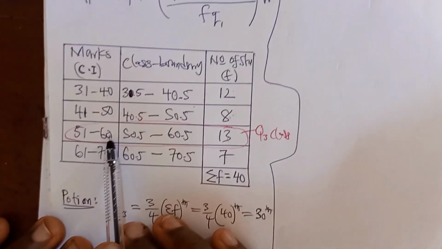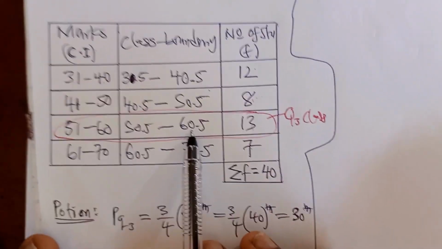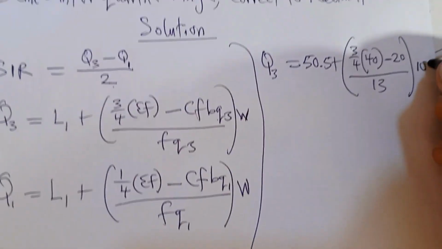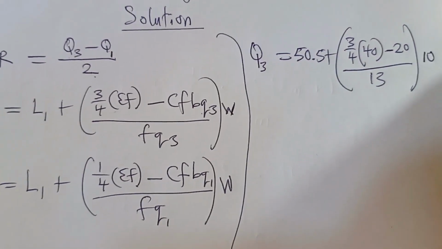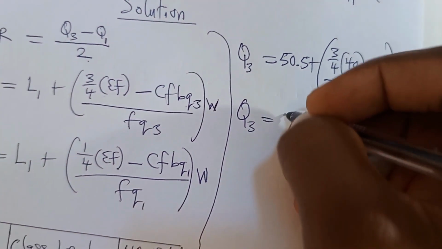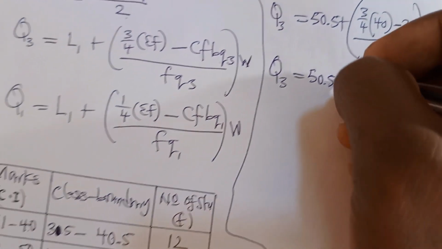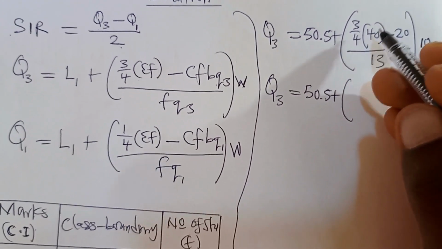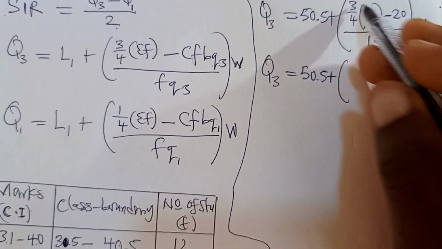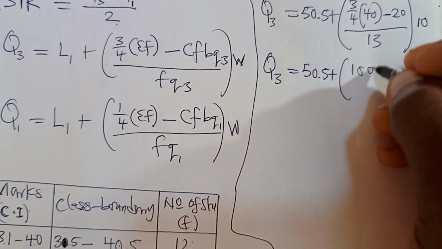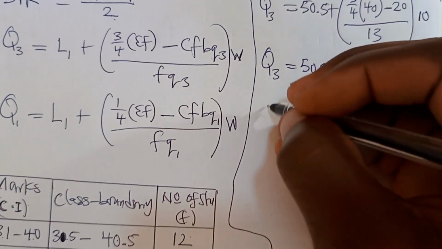51 to 60 is size 10, or 60.5 minus 50.5. This minus this will give you 10. So it's size 10. Are you following? Okay, so finally Q3 is equal to 50.5 plus, now we have 3 over 4 times 40 is 30. 30 minus 20, 10. So we have 10 times 10, that is 100 divided by 13. So finally, what is our Q3?